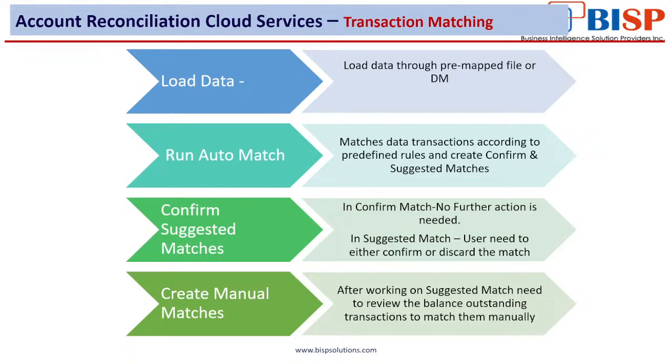The third one is create manual matches. Based on the suggested matches, we can create manual matches for them. After working on the suggested matches, we need to review the balance and outstanding transactions to match them. That is, we can match them manually.